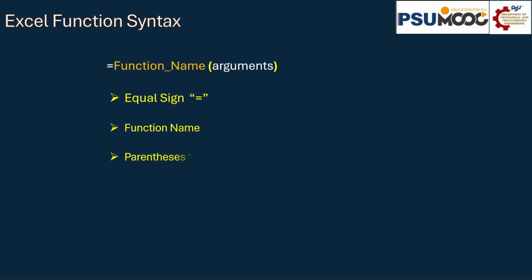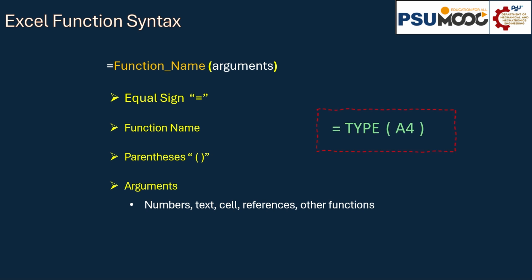Every function name is followed by parentheses. Most functions require arguments inside these parentheses. Arguments are basically the inputs the function needs to perform calculations. They can be numbers, text, cell references, or even other functions. For example, the type function we have used before in one of the previous lectures is =TYPE(A4). The argument here is the data type located in cell A4.